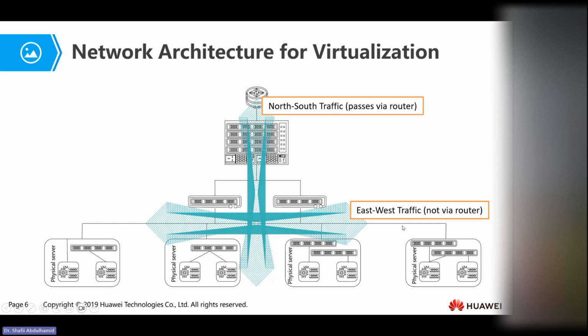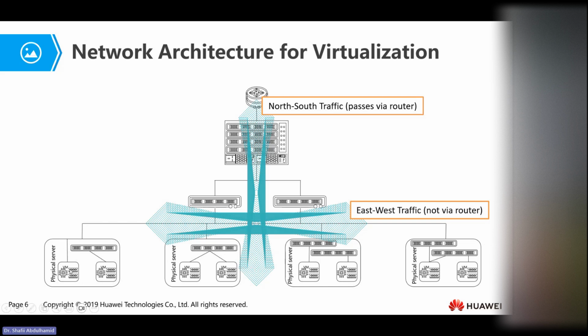But you can have traffic which is called east-west traffic. This east-west traffic does not have to pass through the router, because it's a communication between devices that are within the same network. Okay, maybe in different subnets, it's okay. However, the traffic does not have to pass through the router, but it can pass through the switch, no problem, but not through the router.